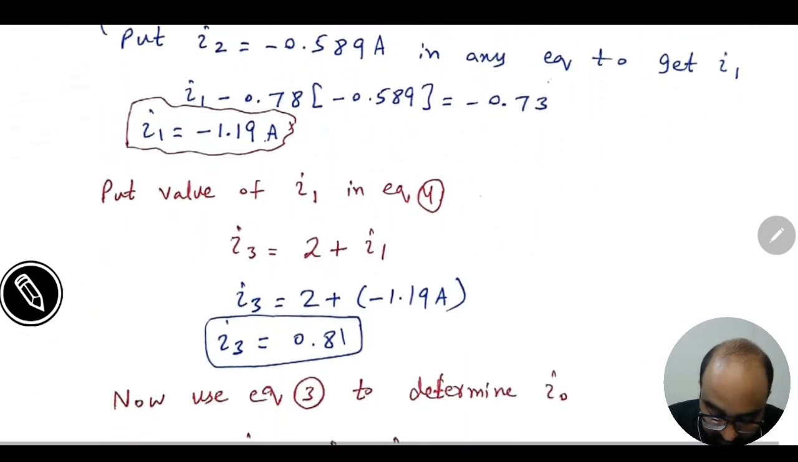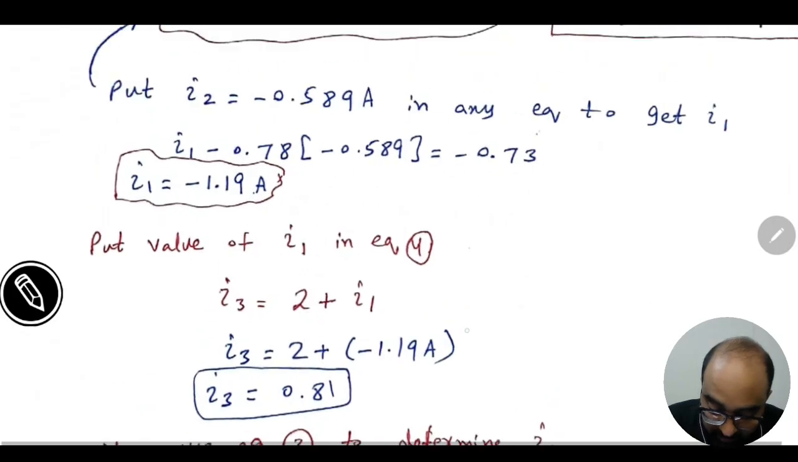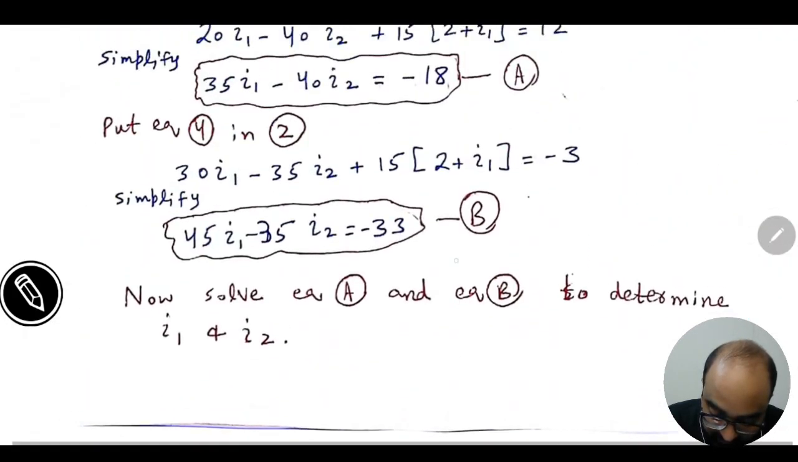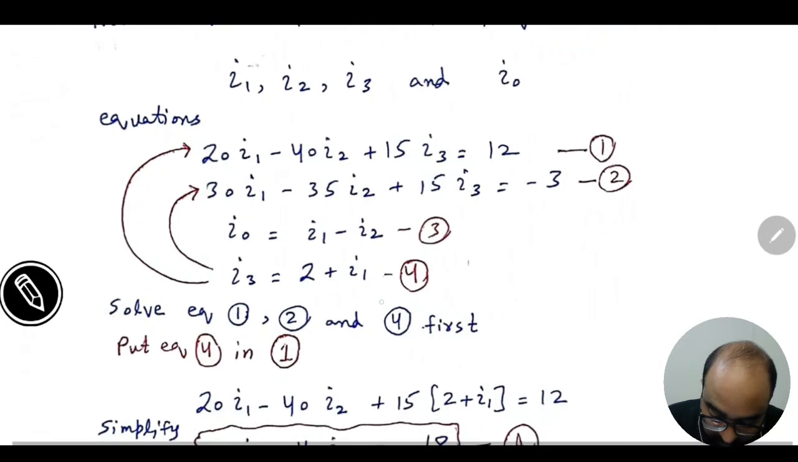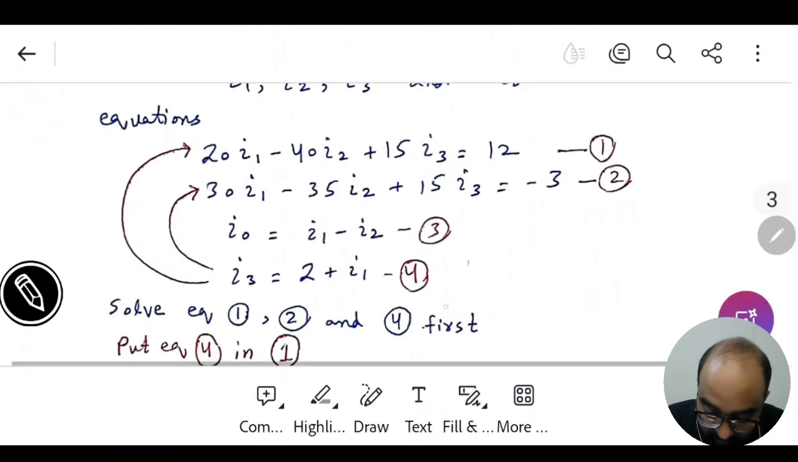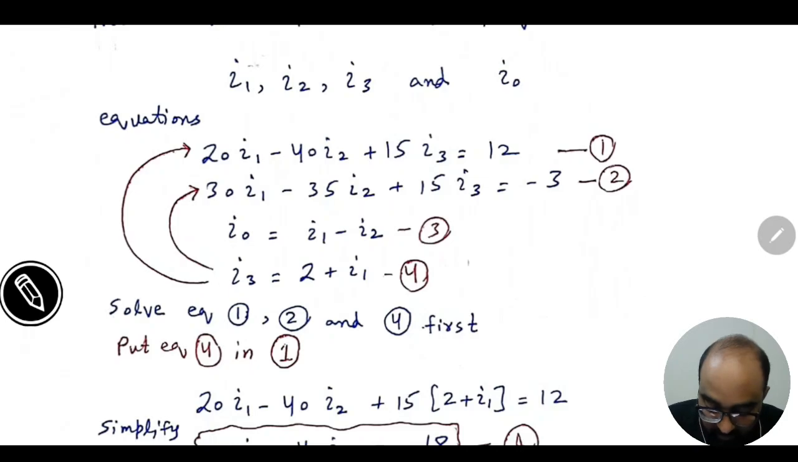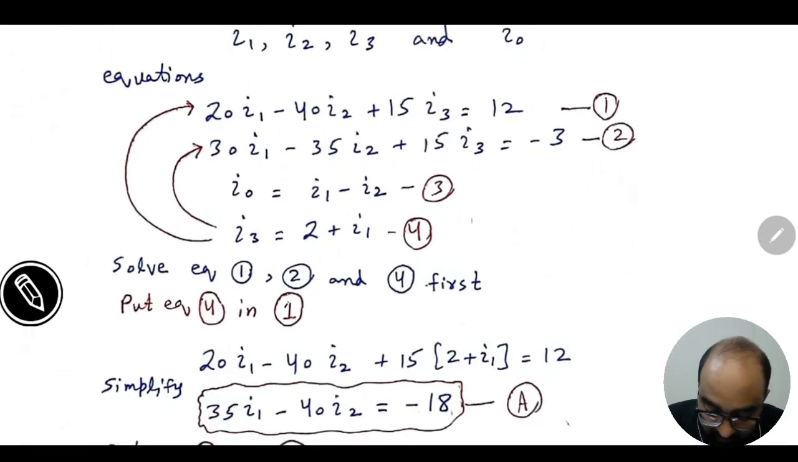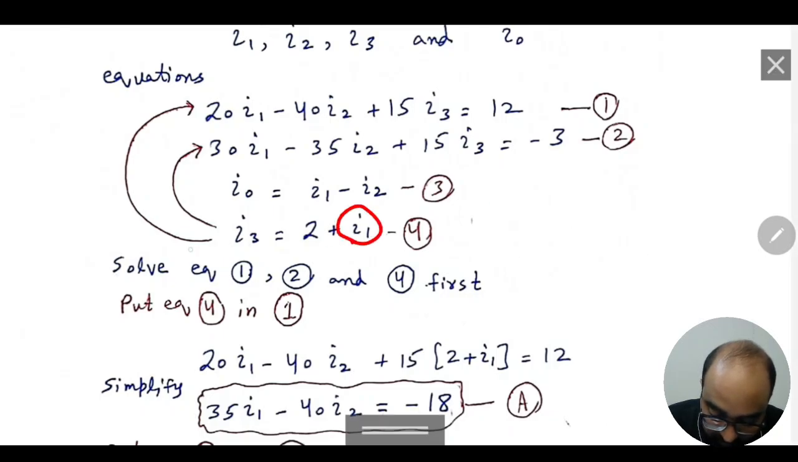What we are going to do is use the remaining two equations, which are equations 3 and 4, to determine the values of I3 and I0. I3 is equal to 2 plus I1. Simply put the value of I1 here, and you will get the value of I3. After getting that, you can put the values of I1 and I2 in this equation, and you will get the value of I0, which is actually required in our statement.